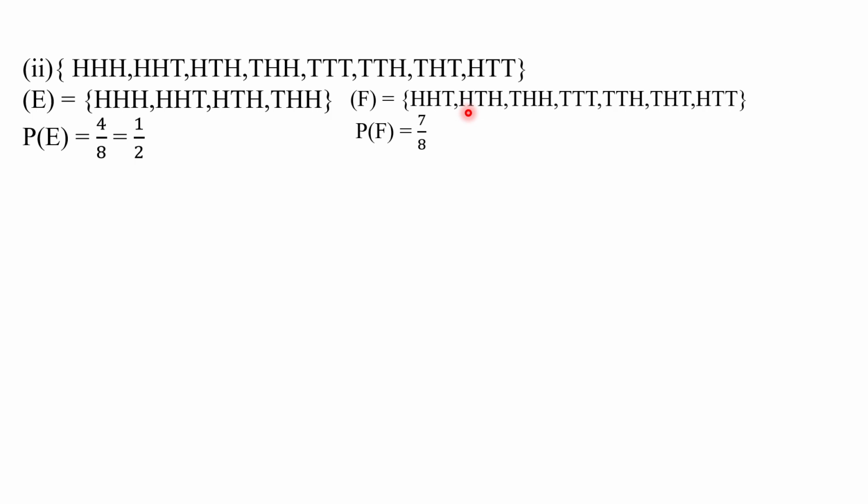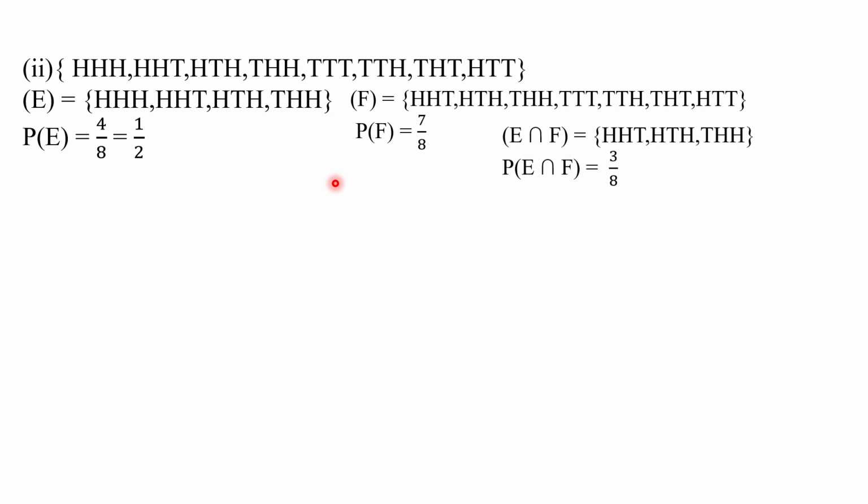If you are not able to understand anything, then you can comment too. I will tell you how I got that. So here you can count 1, 2, 3, 4, 5, 6, 7. So probability of F is 7 and total is 8. So 7 by 8.